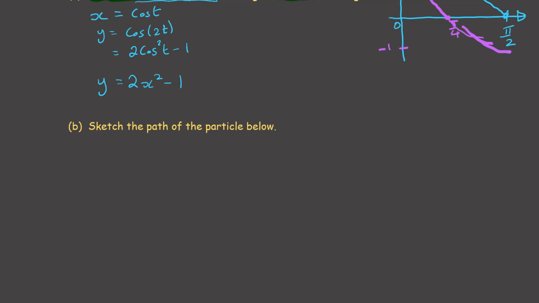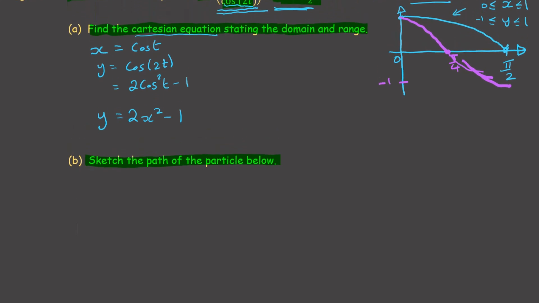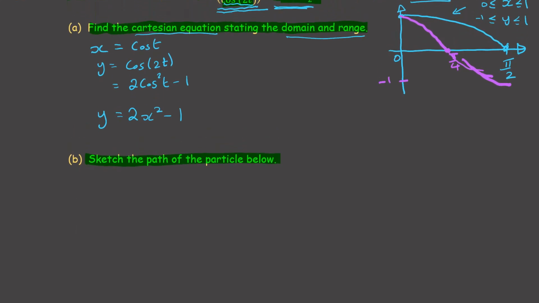So now we want to sketch the path of the particle below. Well, actually we need to state the domain and range here. So we've already worked out that x has to be between 0 and 1. Of course, x can be a real value in that range, and y is going to be between -1 and 1.